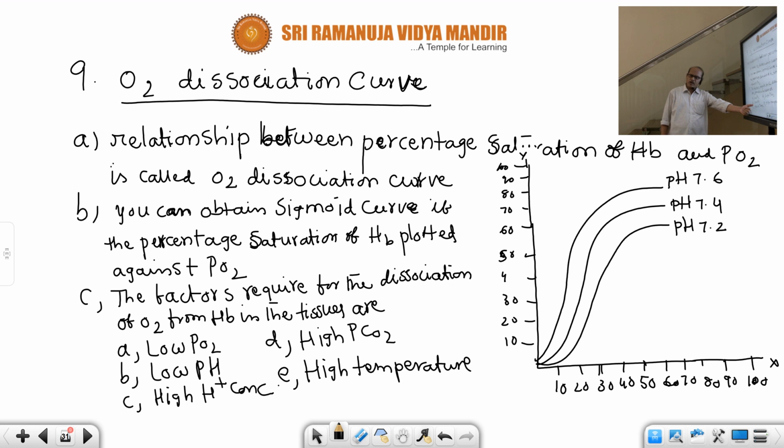When the higher hydrogen ion concentration is there, pH is automatically reduced, low pH. High PCO2, then temperature also increases. So gradually this sigmoid curve shifts towards the right side to dissociate the oxygen from hemoglobin and release it into the tissues. Thus O2 is transported. So this O2 dissociation curve is very important diagrammatically. This diagram should be drawn for the 2 marks question. Okay?